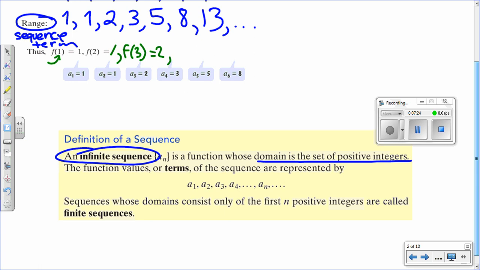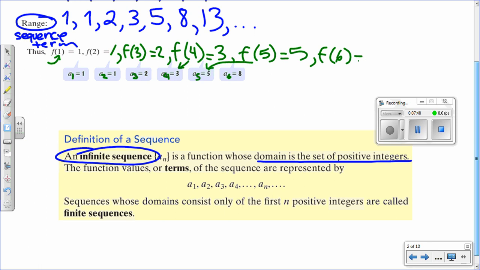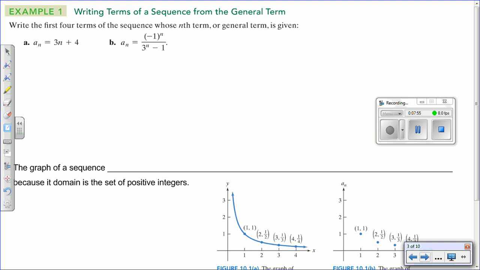And then, you guys see the subscripts here? Those are going to tell us the order of the term as well. Just to finish this, f of 4 is 3, and then f of 5 is 5, and then the last one, f of 6 is 8. So you can consider them like functions, but as we're going to see on the next slide, they're going to be discrete functions.